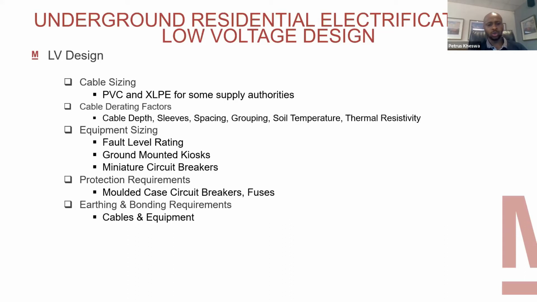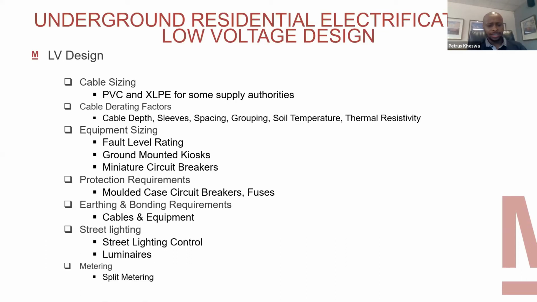And then we also do the equipment as well, in terms of the ground mounted kiosks. If they are obviously steel structures, we also ensure that they are properly bonded. And then in terms of street lighting with underground networks, you need a separate cable to be able to supply your street lighting. Then in terms of the control of that, most supply authorities have a street light control panel within the mini subs. But other supply authorities have an outdoor setup where they do their street light control.